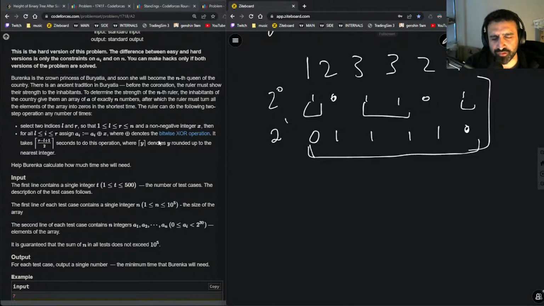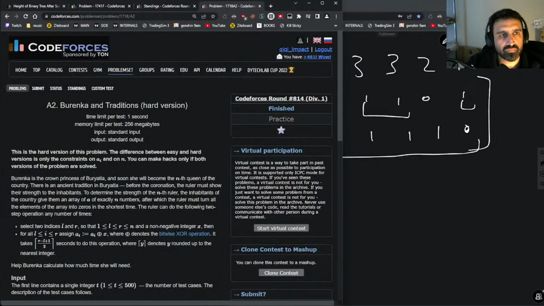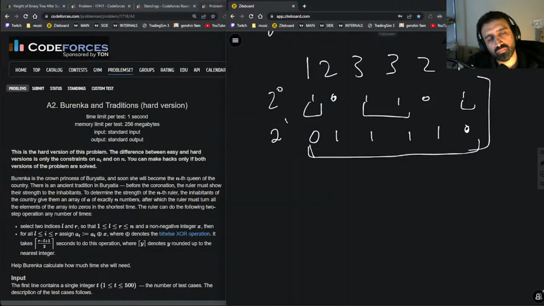So the actual brute force is maybe trying every possible combination, or trying every possible number of seconds. I don't know. But they're potentially 10 to the 5th different numbers, and tags suggest greedy. Except I don't really know where it would come from.